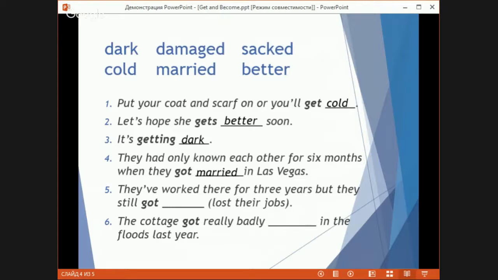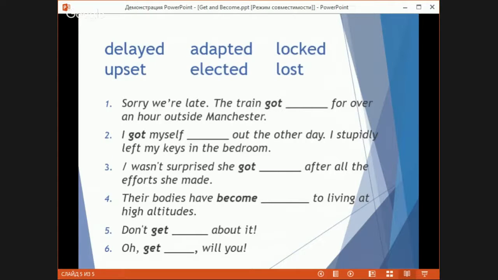They have worked there for 3 years, but they still got sacked. To get sacked means to lose your job. And the last one: the cottage got really badly damaged in the floods last year, unfortunately. For this one, we also have only the construction get plus adjective, or become. And you have to think what kind of answer is possible here.